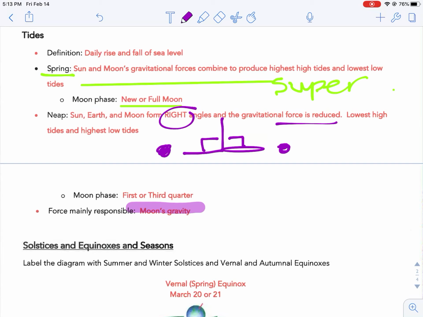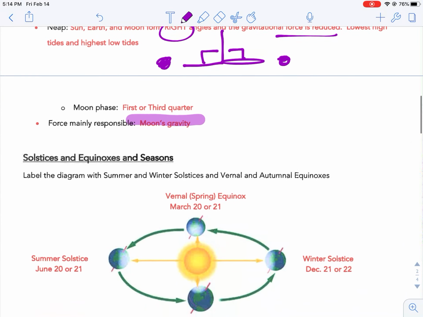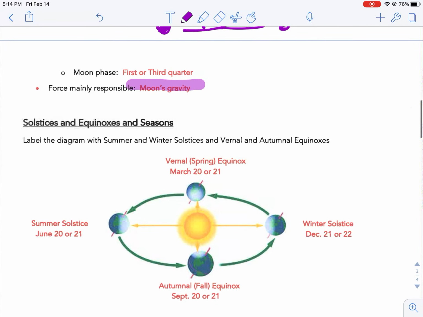If our high tides are not as high, it's going to leave more water in with our low tides. So the sun, earth, and moon form right angles and the gravitational force is reduced. Lowest high tides and highest low tides. Lowest high tides because they're kind of working against each other and minimizing the tide, therefore leaving more water for the low tides. So that's first and third quarter. The force mainly responsible for all of this is going to be the moon's gravity.